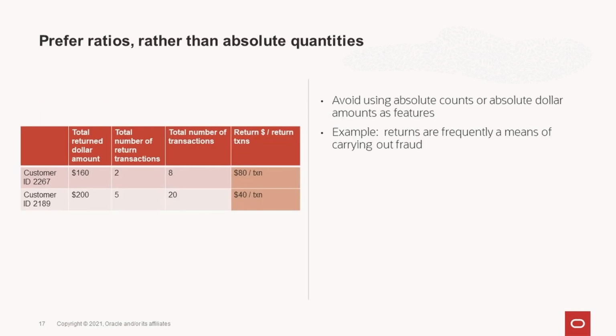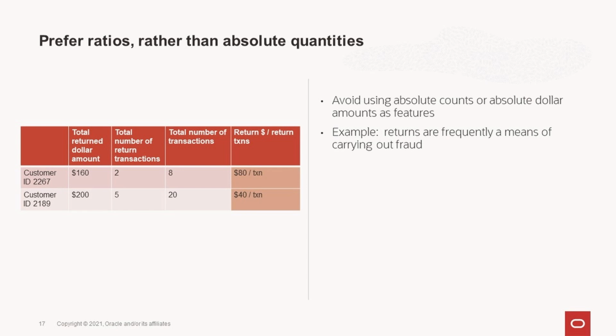So what kinds of features do we use? One principle that we used is to prefer ratios rather than absolute quantities. Here's a very small example. One way that fraud occurs is by returns. I'll just give you that little tidbit of information. For example, if a customer does a lot of return transactions, or has a high return dollar amount, that may be an indication of fraud. But you actually want to use ratios to detect this, right?